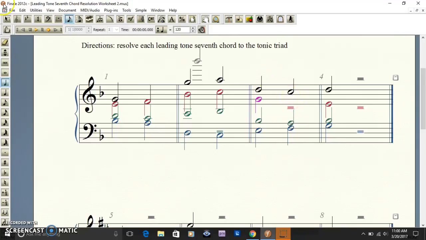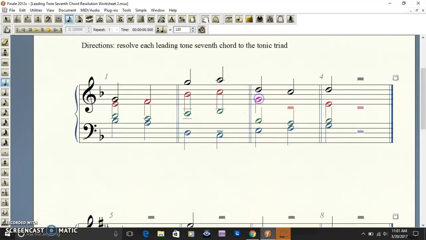The tonic triad is in root position, FAC, so normally we would double the root, right? But like I said, we're going to need to check for parallel fifths. Now in this case, we have a perfect fifth between G here and D. So if we were going to resolve this properly and double the root of the tonic triad, it would look something like this.